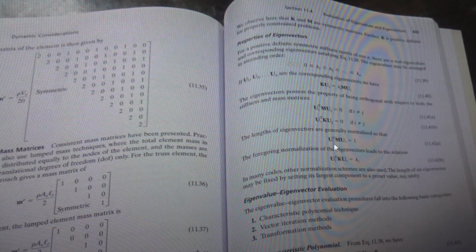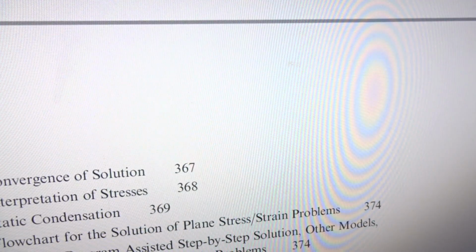Here Ui transpose, that is the transpose of the eigenvector, multiplied by matrix M multiplied by Ui is equal to 1. So I will use this property when I discuss the problem.